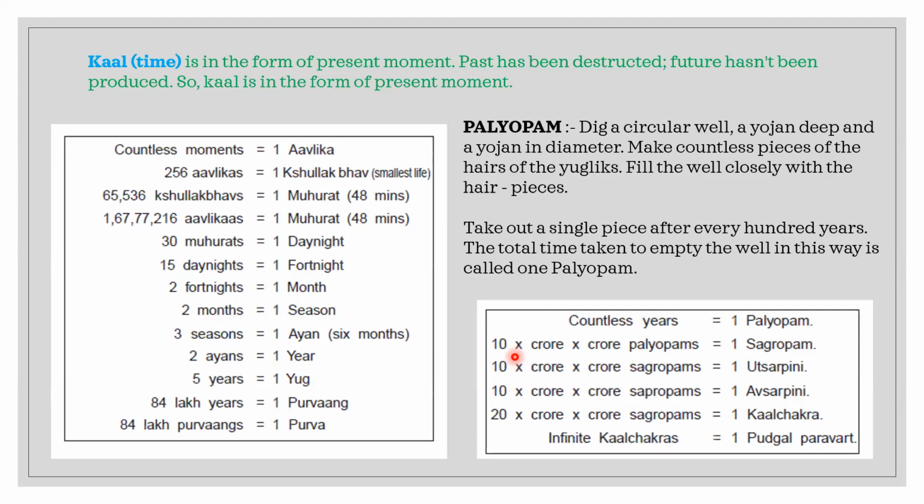In future classes we'll talk about what is pudgal paravart kal. There are different types of pudgal paravart kal: dravya, kshetra, kal, bhav. So we can talk about that in our next classes. But the largest measurement of time is known as 1 pudgal paravart kal.